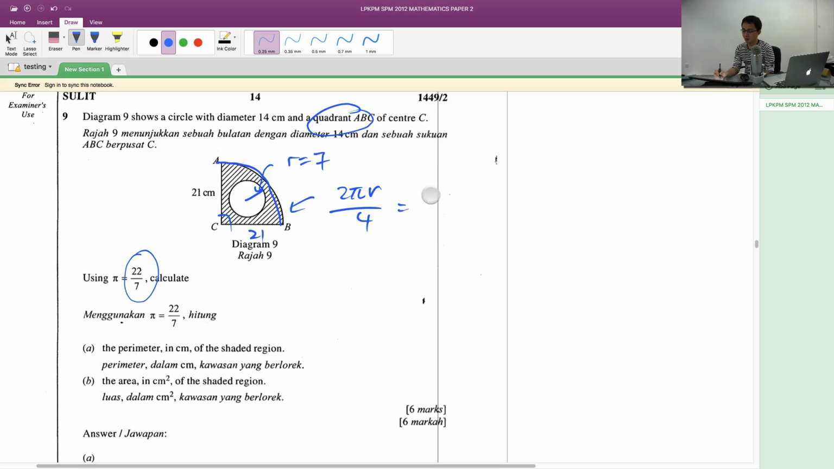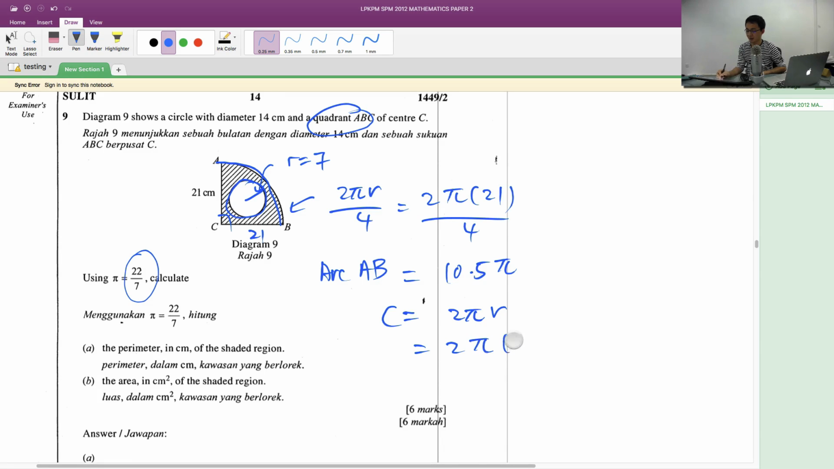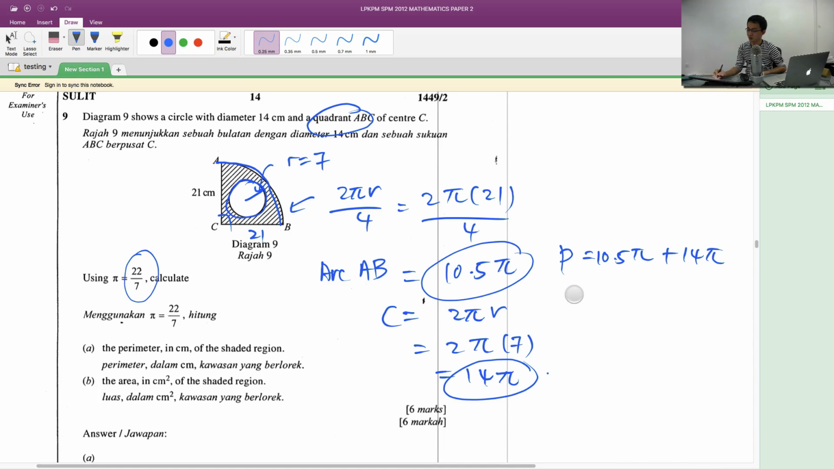So 2 pi times 21 over 4, which gives 42 divided by 4, so it will be 10.5 pi. This is the arc AB. And then I will need to find the perimeter of the circle. The circumference is just 2 pi r, and my r is 7, so it's 14 pi. So the perimeter is this answer plus this answer: 10.5 pi plus 14 pi, so you will get 24.5 pi.